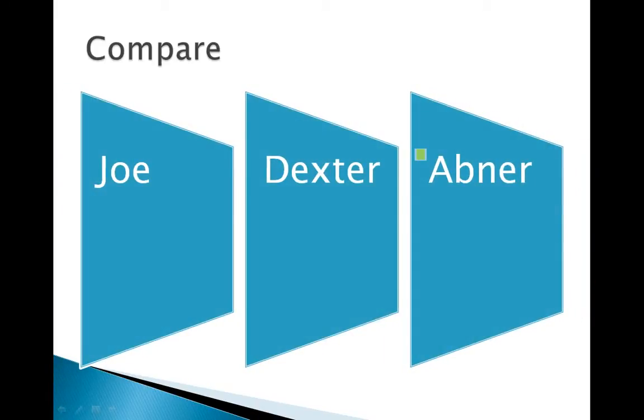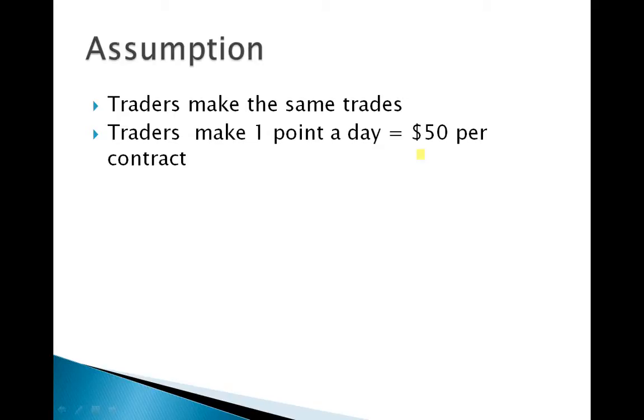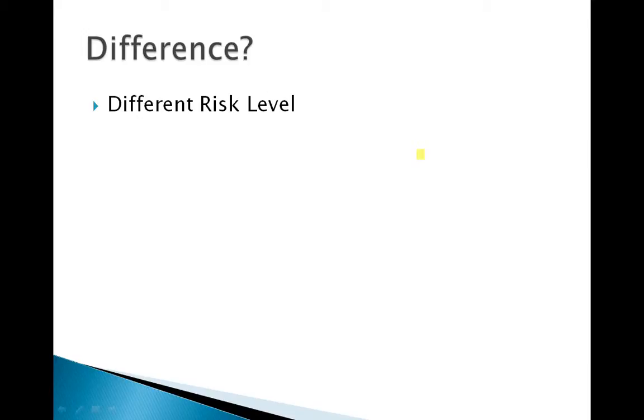Now let's see how willingness to take risk influences the total return in terms of percentage for all 3 guys. We're going to make some assumptions here in this comparison. First of all, traders make the same trades, and traders make 1 point a day, which is equivalent to $50 per contract. The only difference in the trading would be the different risk level.